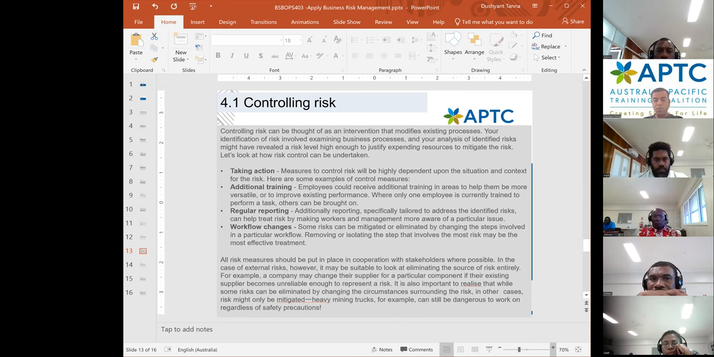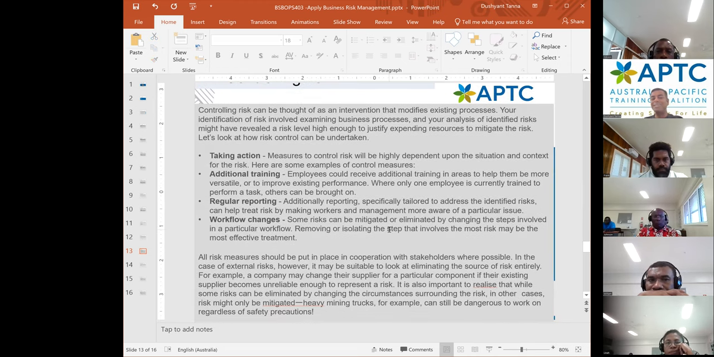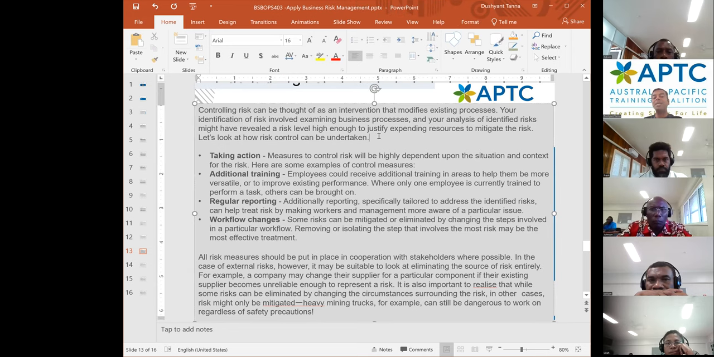Controlling risk. Controlling risk can be thought of as an intervention that modifies existing processes. Your identification of risk involved examining business processes, and your analysis of identified risk might have revealed a risk high enough to justify expanding resources to mitigate it. What we are saying is, everything is fine, but you actually need to control it so it doesn't happen again. Taking action.